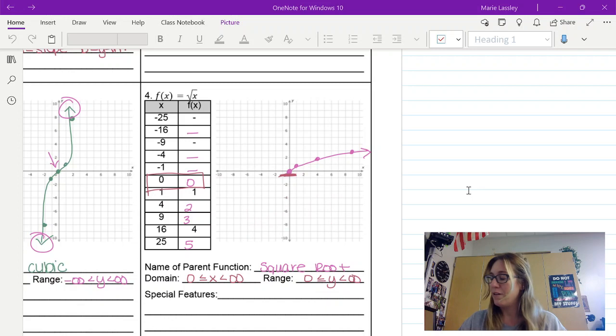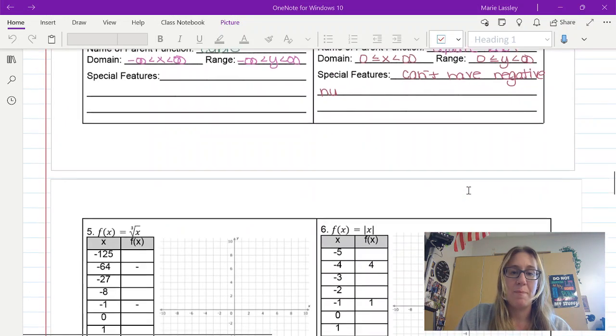All right, good stuff. Special features of this graph: it doesn't really have any special features. The main thing to note is more of algebraically what's happening here. Just a reminder, you cannot take the square root of a negative number, so you can't have negative numbers under a square root. Cool. Okay, moving on to the back.